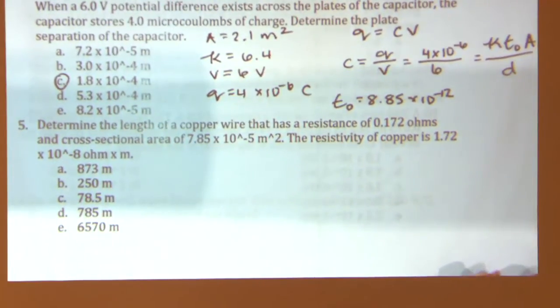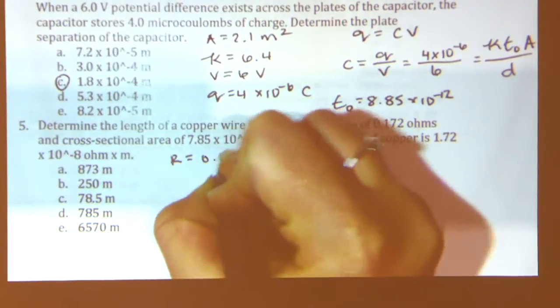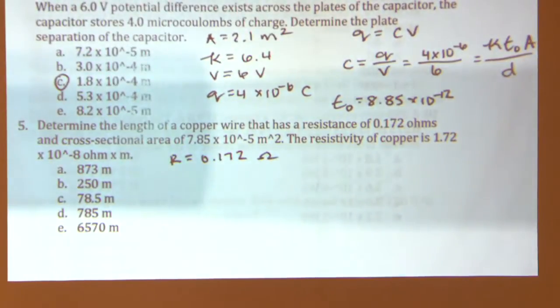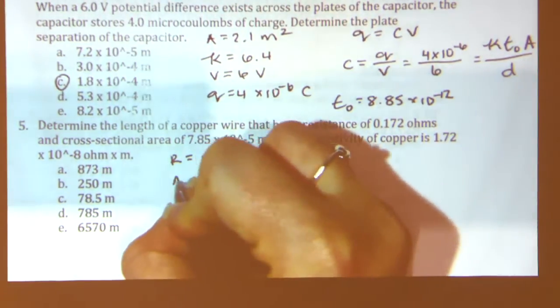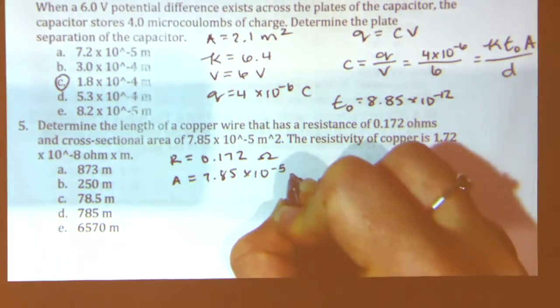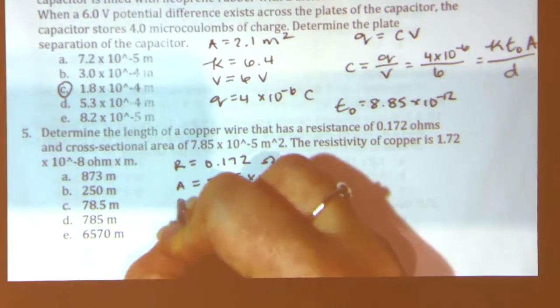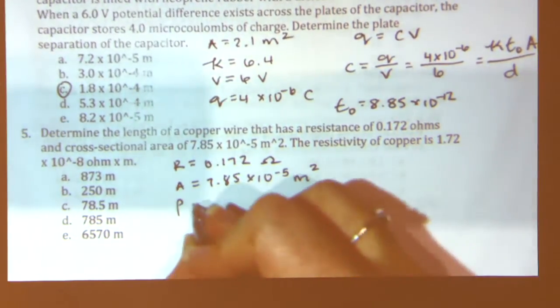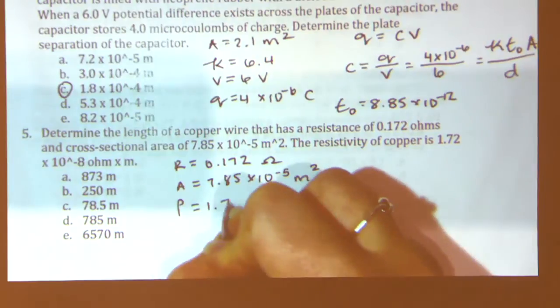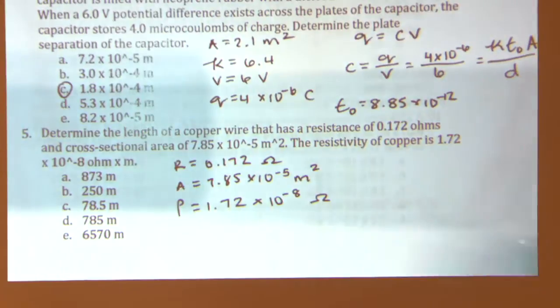So moving on to the next one, we want to determine the length of a copper wire that has a resistance of 0.172 ohms and a cross-sectional area of 7.85 times 10 to the negative 5 meters squared. And the resistivity of copper, that little p, called rho, is 1.72 times 10 to the negative 8 ohms times meters.